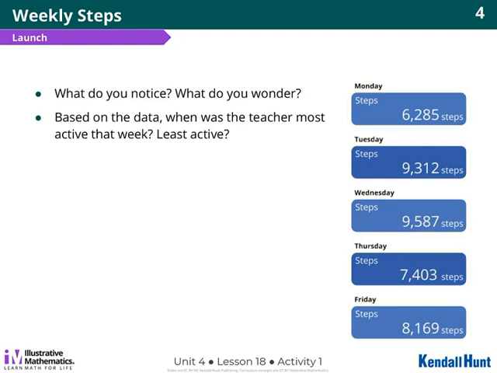Oh, this is our launch. Put your pencils down. I don't want anybody starting while we're doing the launch. A couple of you guys have been doing that. Okay. See some guilty looks. All right, Vivian, that means put your pencil down. All right, look up here. What do you notice? What do you wonder?